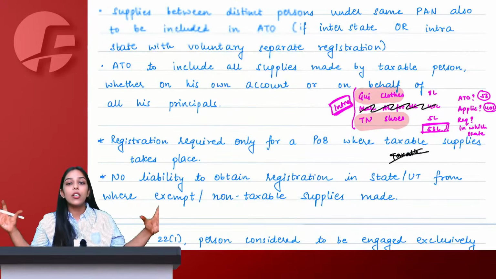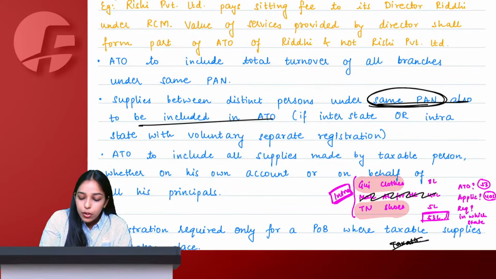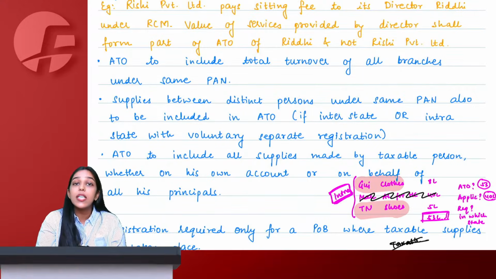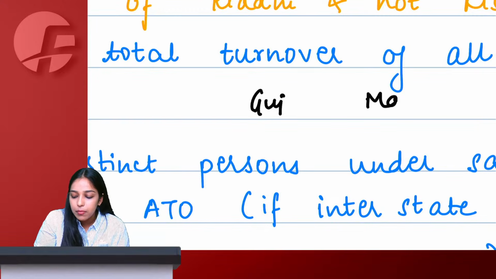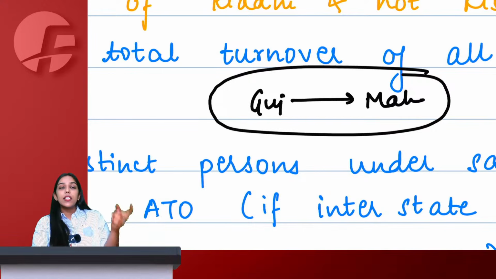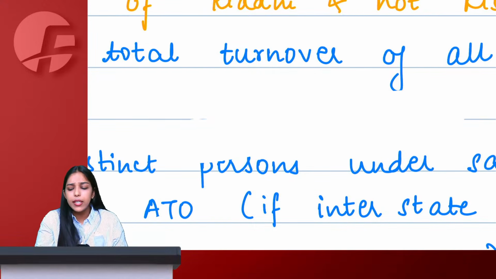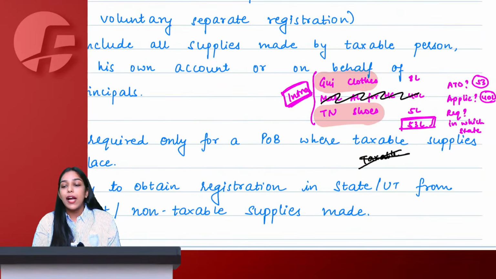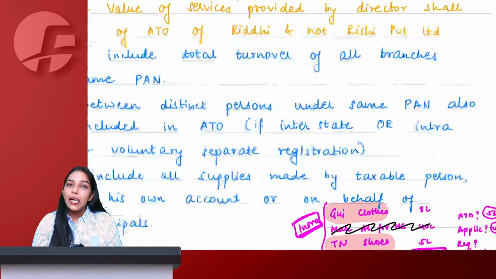So to calculate the limit, you include everything. To calculate the limit under the same PAN, whatever you do, be it interstate, intrastate, whatever it is, you include everything, even supply to a distinct person. Let us say one registration in Gujarat, one registration in Maharashtra, and I supply to my own branch, then also, same PAN, separate registration, supply to a distinct person also forms part of your aggregate turnover. Everything will form part of your aggregate turnover. But while taking registration, you will actually take registration only in that state from where you are making a taxable supply.